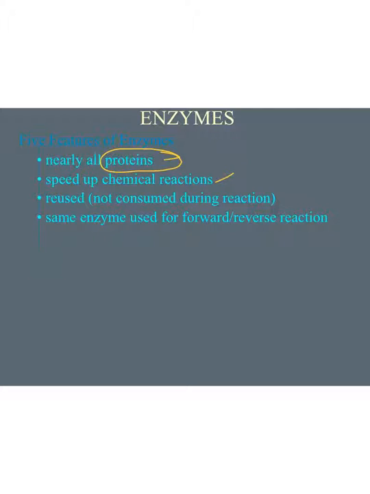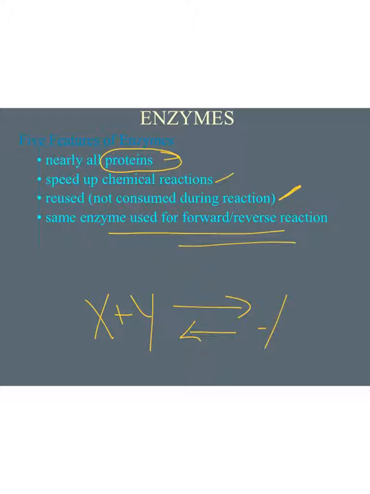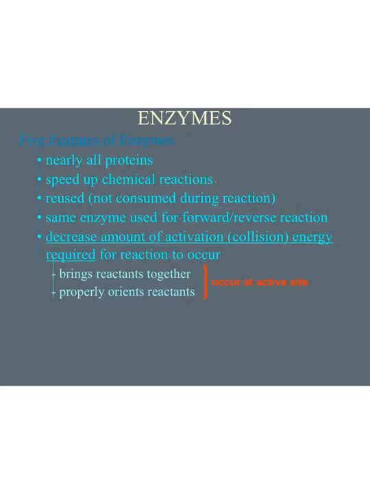Remember, their job is to speed up chemical reactions. They are not consumed during a chemical reaction, but they can be reused over and over again to catalyze the same chemical reaction multiple times. And typically we use the same enzyme for the forward and reverse reactions. Remember, we talked about a reaction that's able to go forwards and backwards. We can use the same enzyme to catalyze the forward reaction that we use to catalyze the reverse reaction.